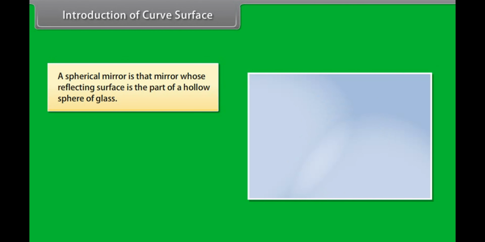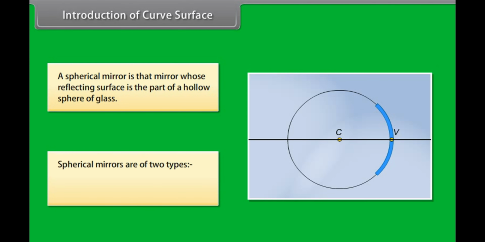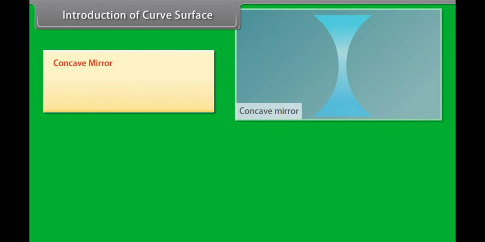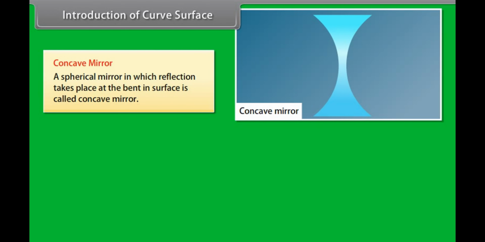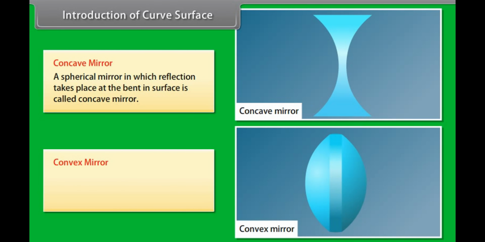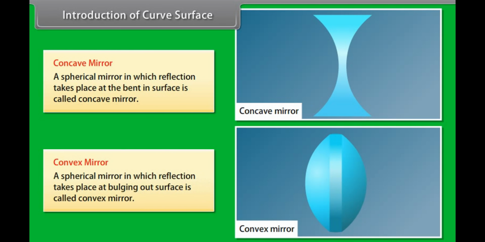Introduction of curved surface. A spherical mirror is a mirror whose reflecting surface is a part of a hollow sphere of glass. Spherical mirrors are of two types: concave mirror and convex mirror. Concave mirror. A spherical mirror in which reflection takes place at the bent-in surface is called a concave mirror. Convex mirror. A spherical mirror in which reflection takes place at the bulging-out surface is called a convex mirror.